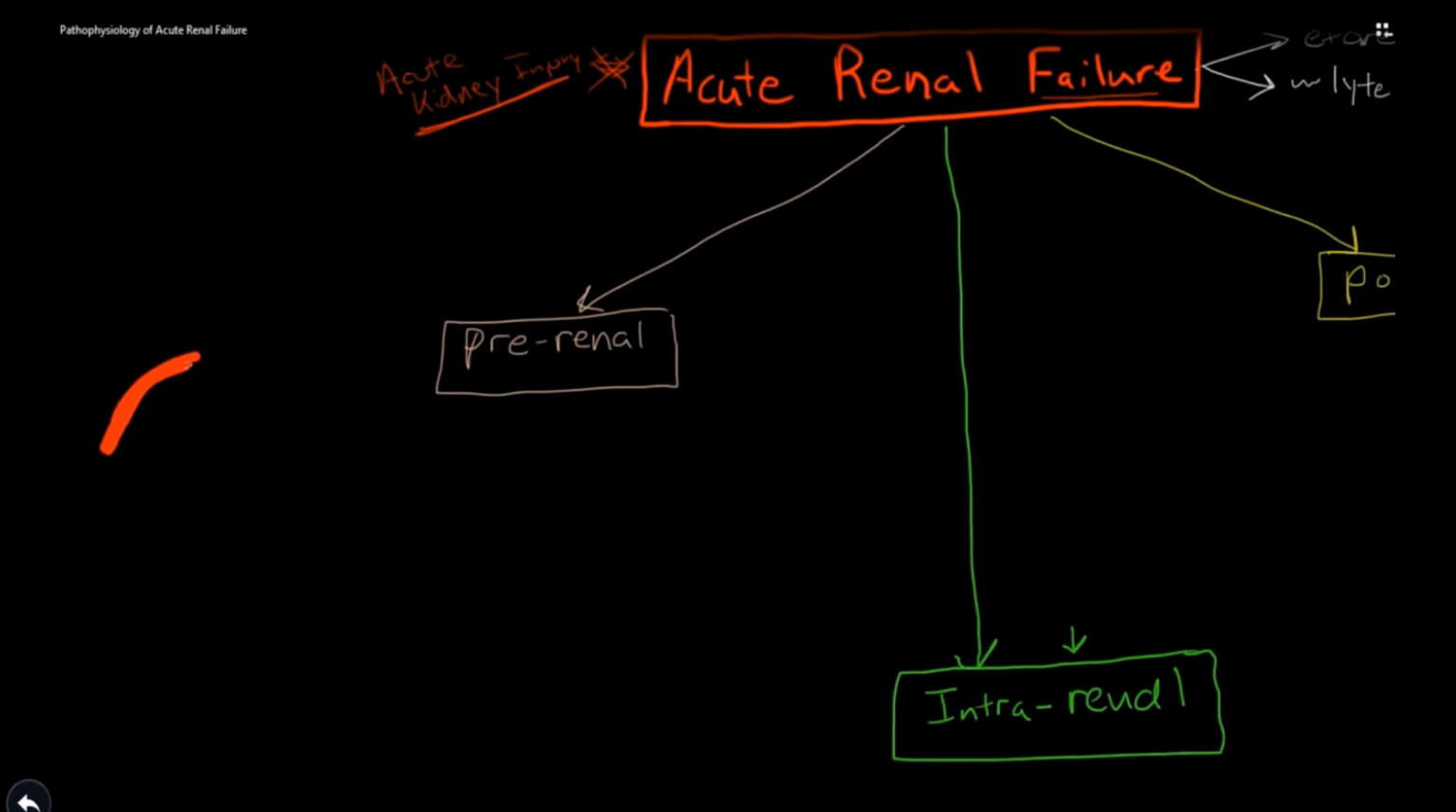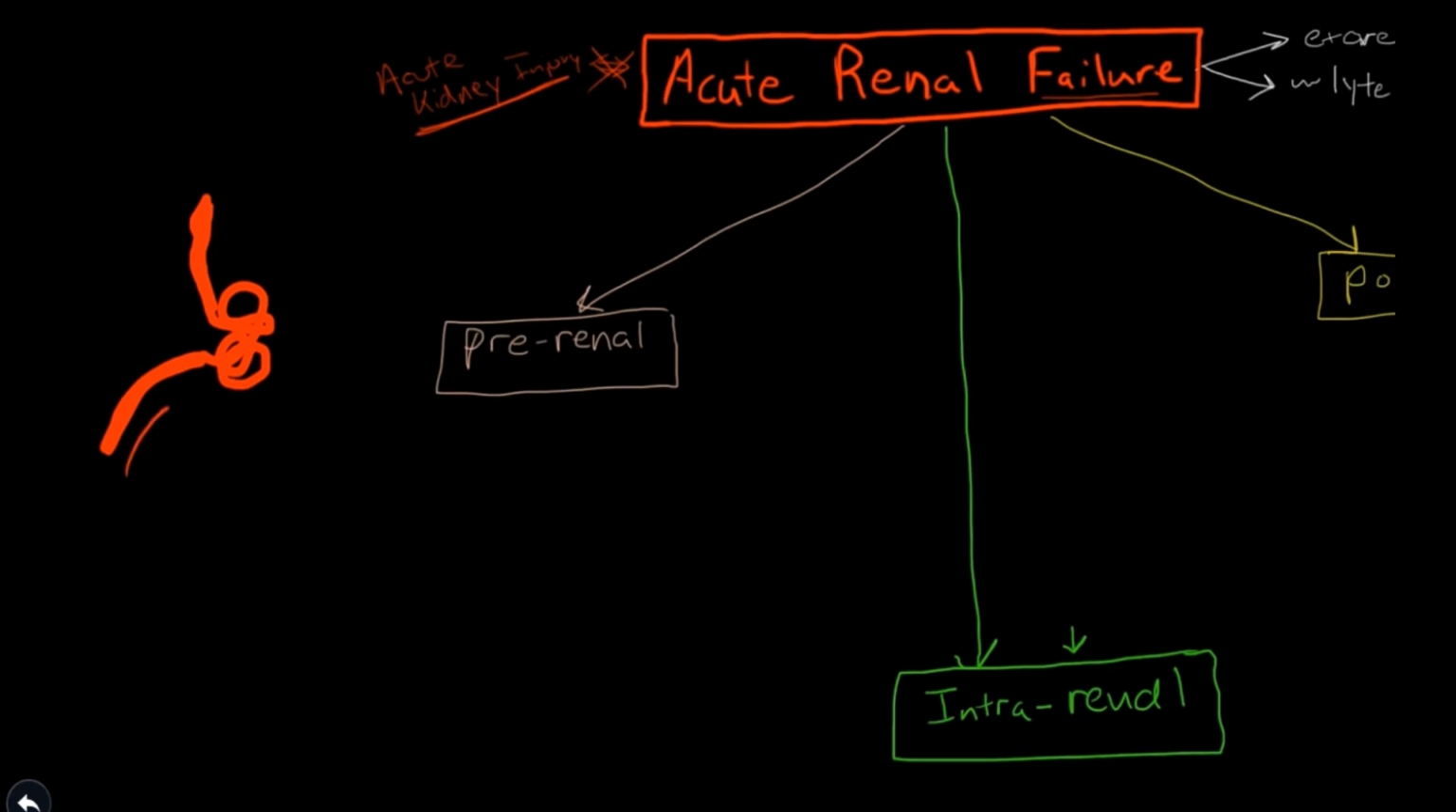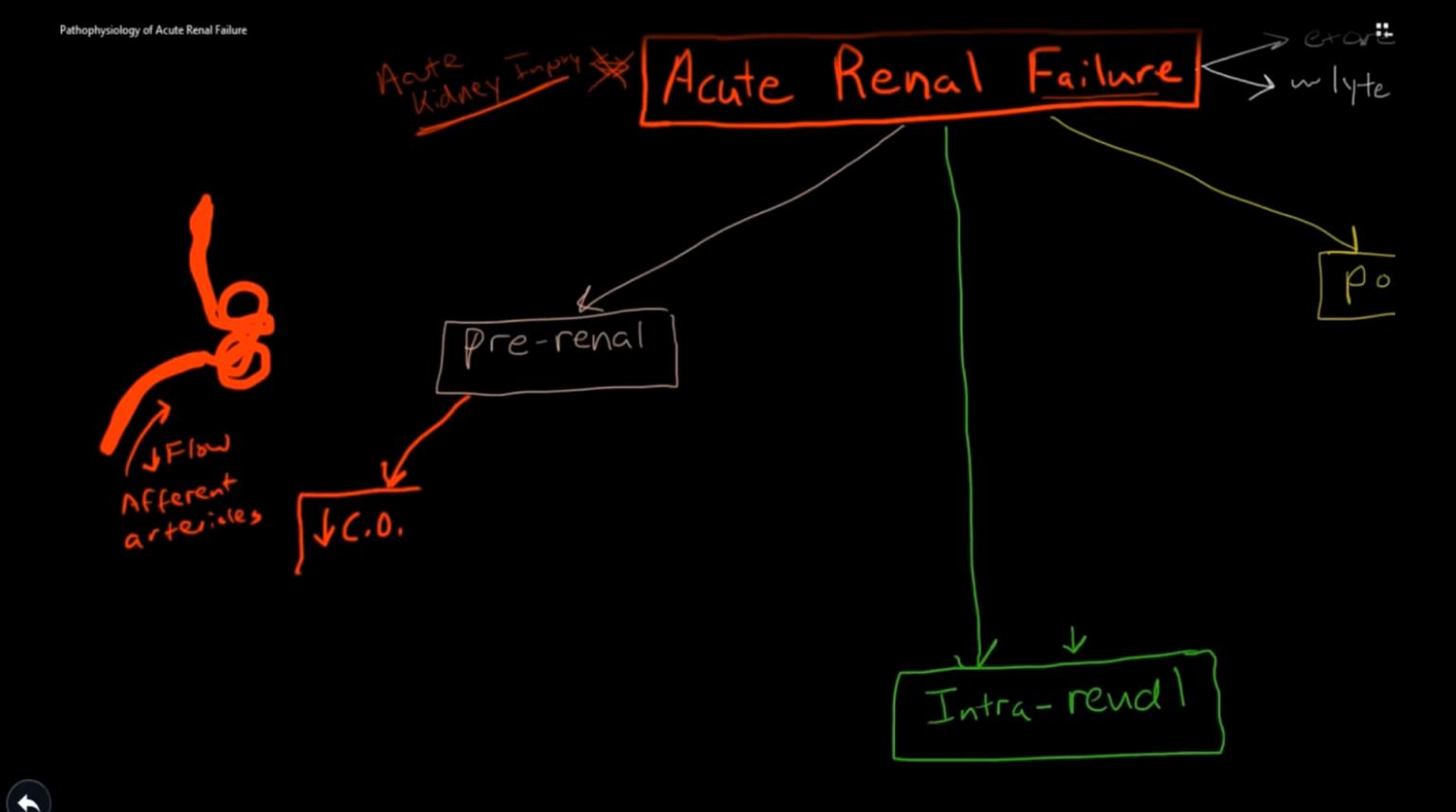Now, pre-renal failure really refers to renal failure that is due to disruptions in flow to the glomerulus. So if we have decreased flow to the glomerulus, then this can interfere with the nephron's ability to perform its functions. So this really refers to decreased flow through the afferent arterioles. Now, several things can cause this. Chief among them is decreased cardiac output.